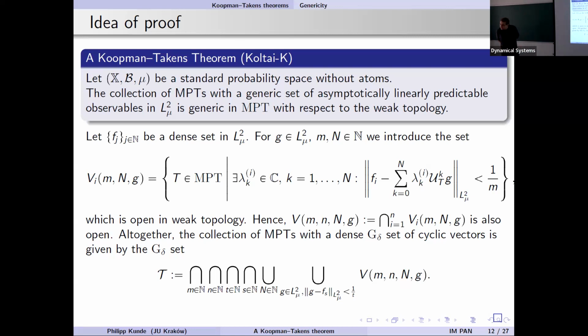Yeah. So just on the sense, for each fixed M, capital M, first you find, you take the union over all G close to this fixed FS. So exactly, here I want to show that in this 1 over T neighborhood I find a cyclic vector. This is guaranteed by taking the intersection over T. So the closer I get, I still find the G close to my FS such that this approximation, this linear span, is 1 over m close.